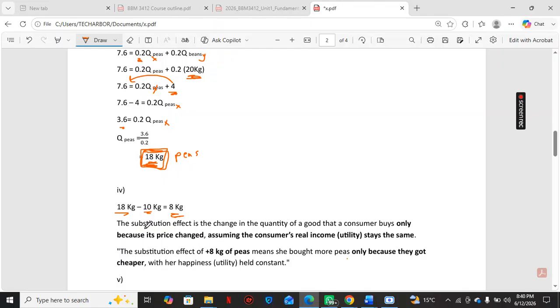So as you can see, the substitution effect is the change in the quantity of a good that a consumer buys only because its price changed, assuming the consumer's real income or utility stays the same.